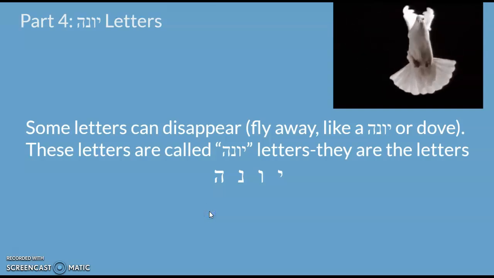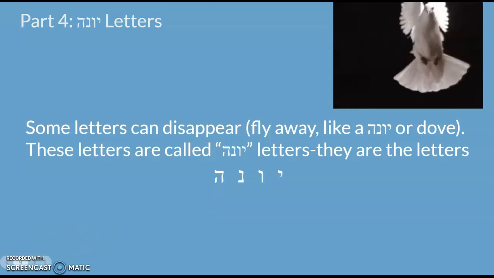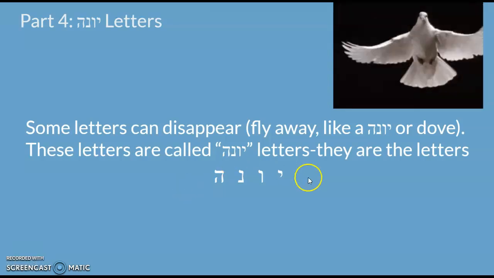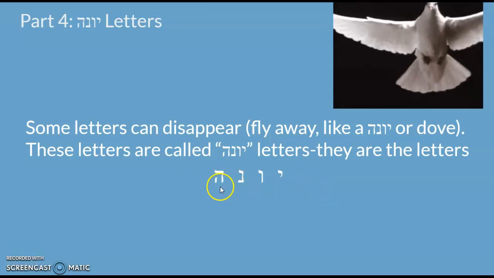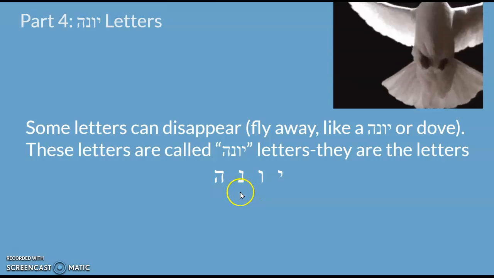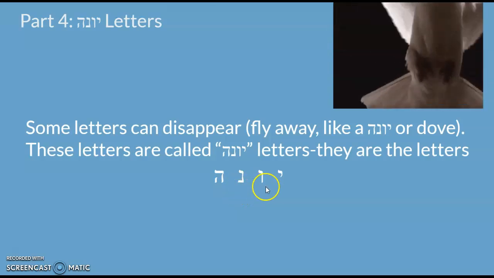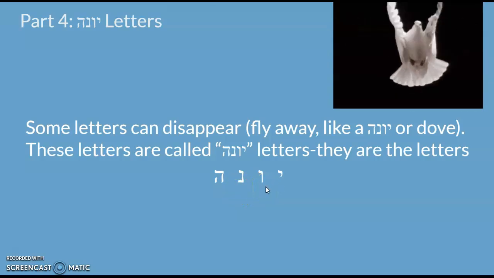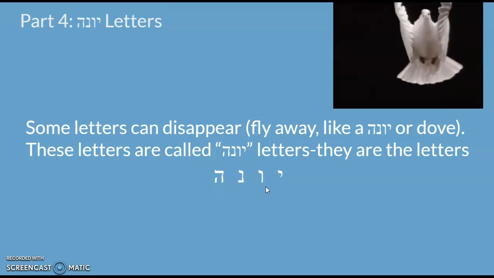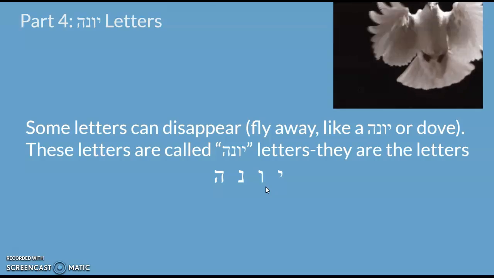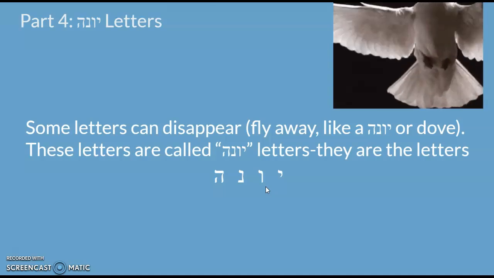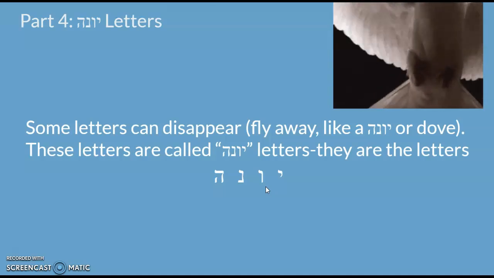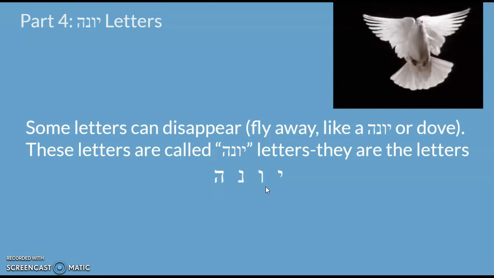However, there are some letters in the shoresh that have an exception to the rule. These are called yona letters, or if you rearrange them, honey letters, or if you rearrange them, I don't know, make up whatever you want to. Yona letters are easy because you can remember that they fly away. For various rules of grammar, they can sometimes get dropped from the word, which means even though they're part of the shoresh, they're not going to be there.